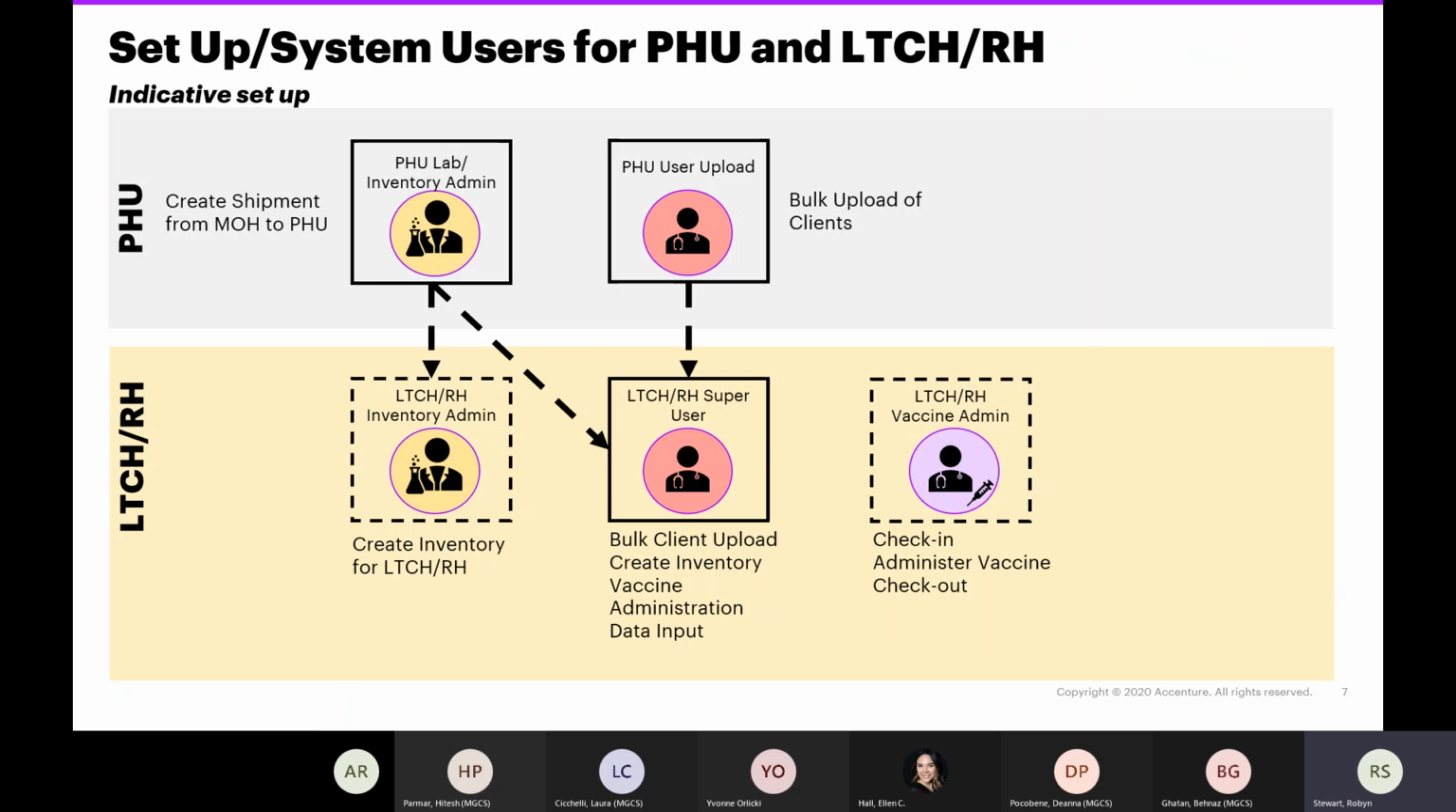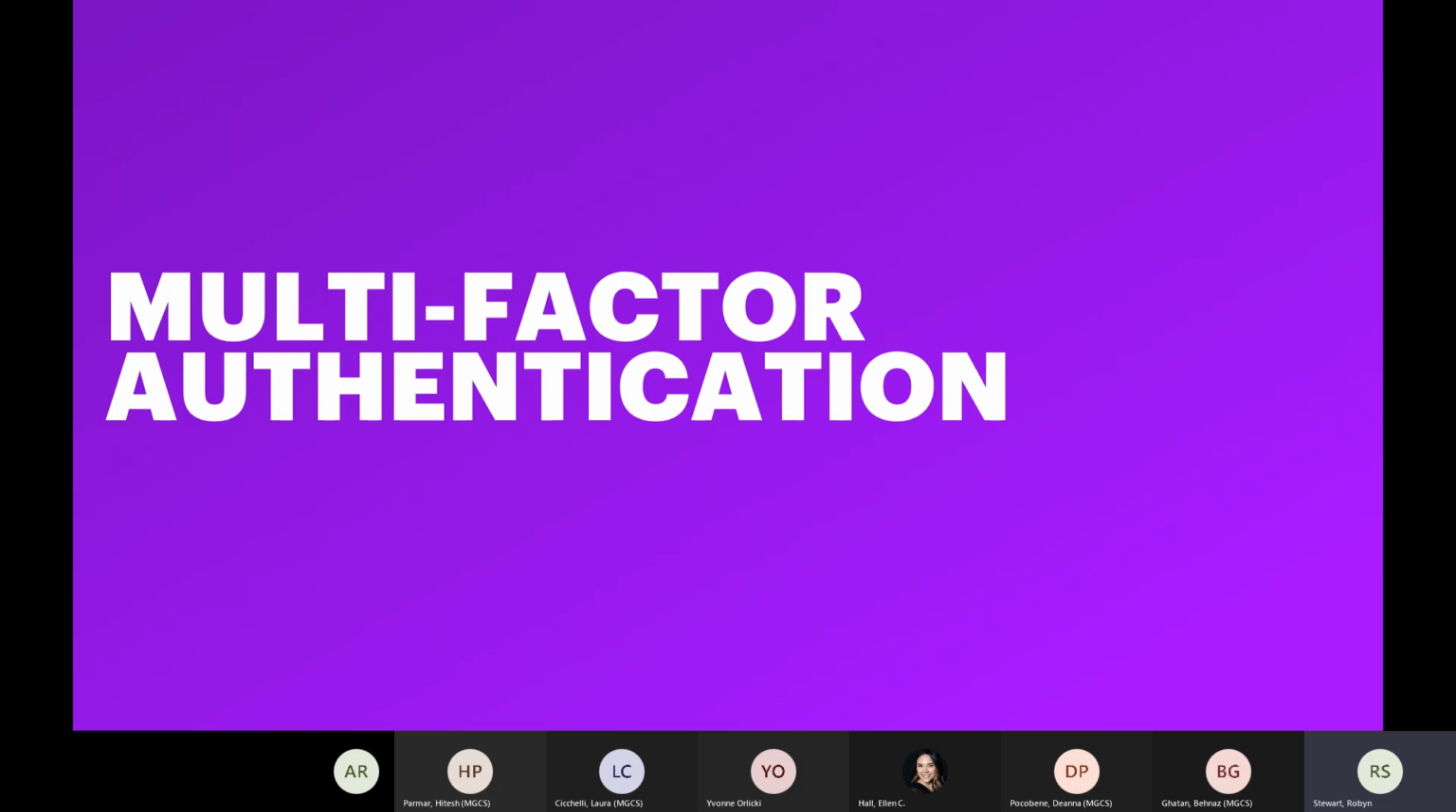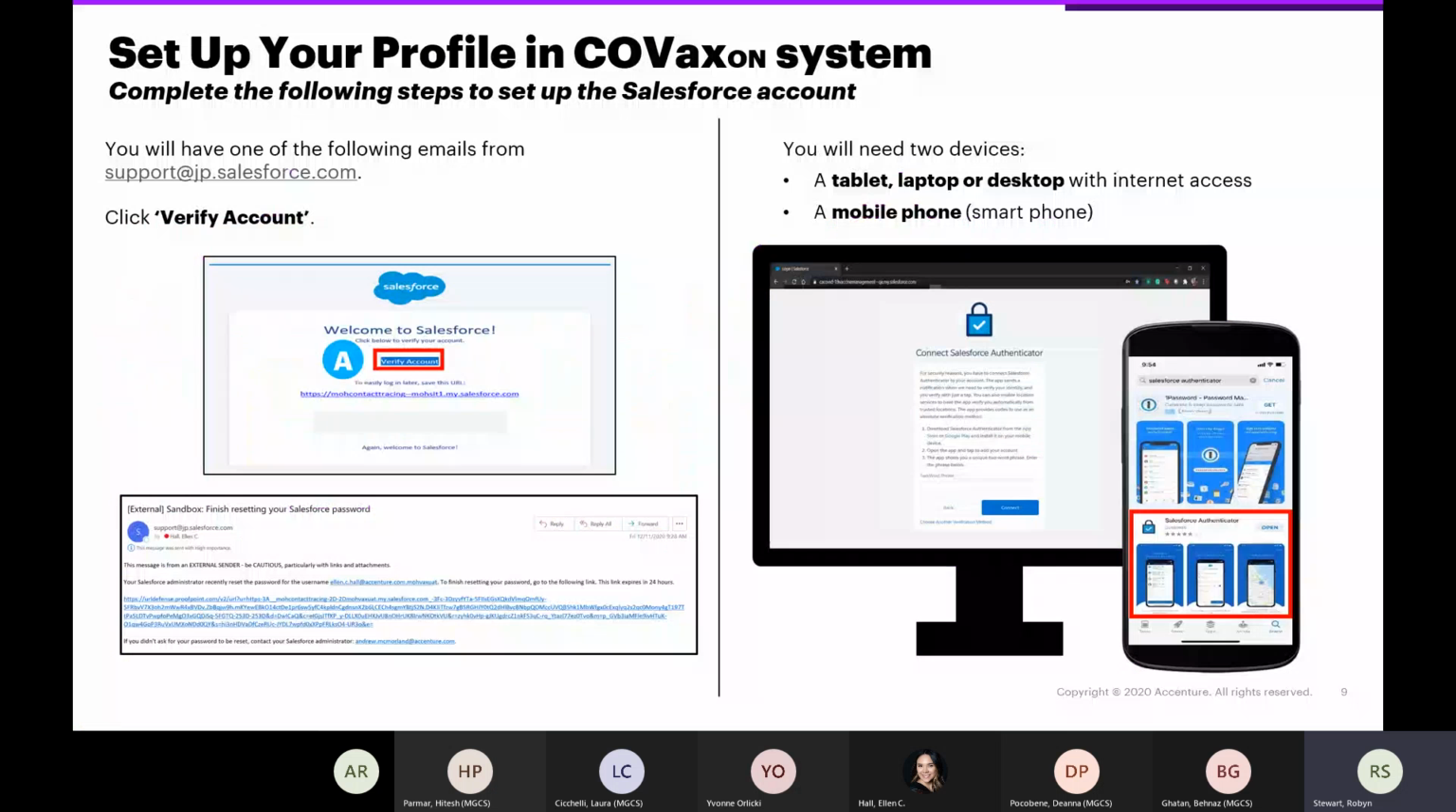So I'm going to go into multi-factor authentication. This is involved in the setup of your profile in COVax. Multi-factor authentication means that we need to take more than just a username and password. You will use a third method to authenticate, and that will be your cellular phone. So it is important that you have at least 2 devices when you're using COVax.